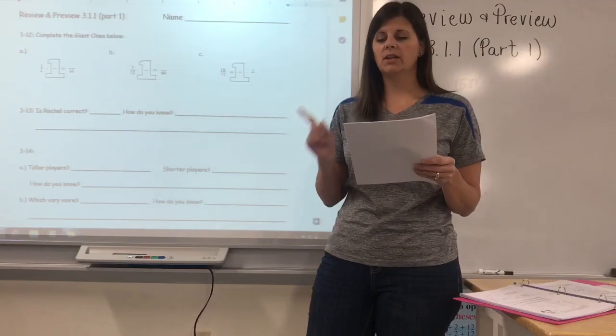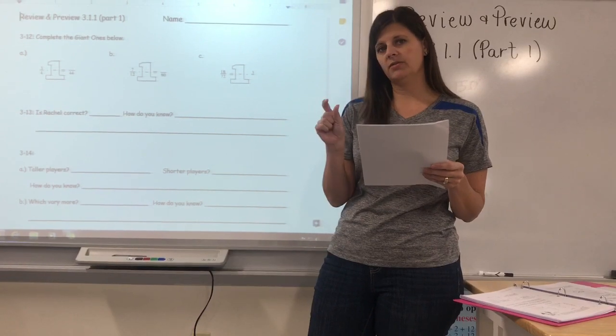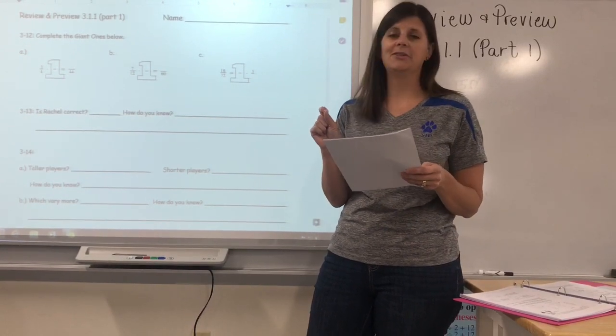For Part C, just take a look at where the equal sign is. That's a little bit different than A and B, but it doesn't mean you have to do anything differently.